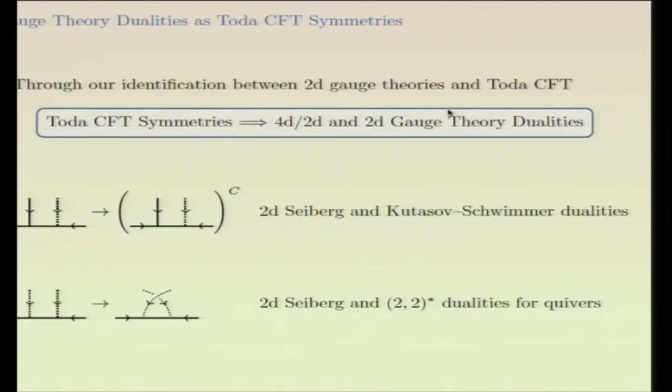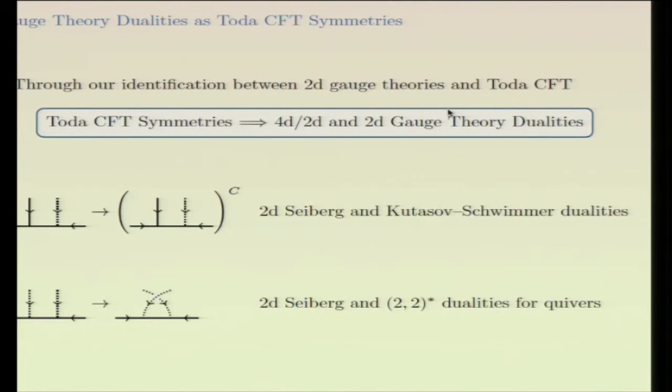The last thing, I'm probably running out of time. Let me just say very quickly that the fact that we can represent two-dimensional gauge theories as Toda CFT correlators gives you a very elegant way of representing dualities, two-dimensional dualities, as symmetries of Toda conformal field theory. Let me just flash two simple examples. You can construct in 2 dimensions two-dimensional analogs of Seiberg and Kutasov-Schwimmer dualities.